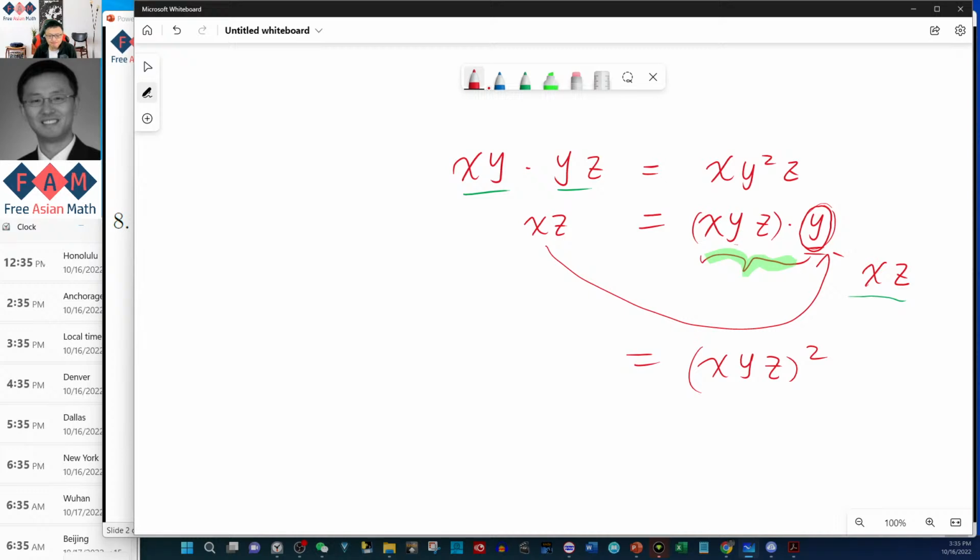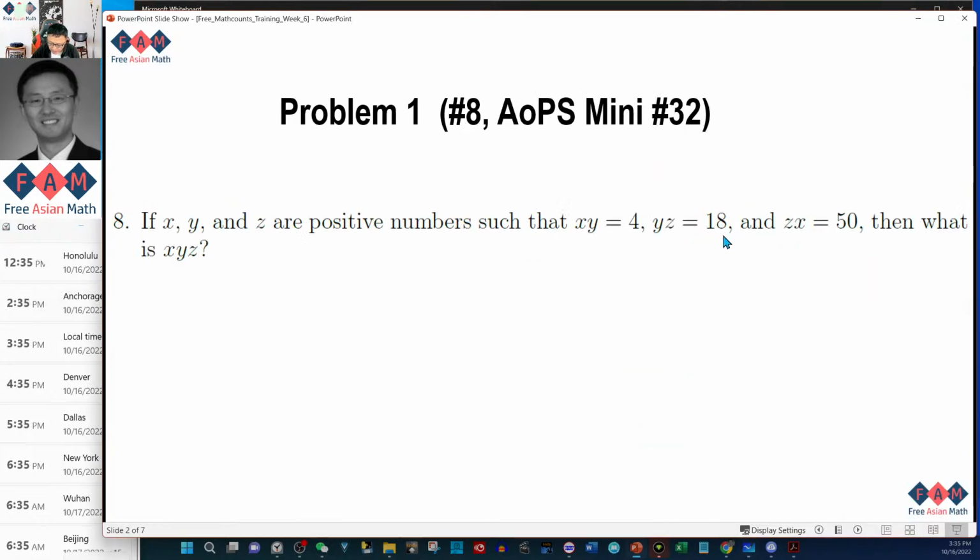So now it's very clear: if we multiply all the 3 numbers together, xy, yz, and xz or zx, we will be able to get the square of what we want. And that really solves the problem. Because of this, x times y times yz times xz equals xyz squared. This is really just the product of the three known numbers, 4 times 18 times 50.